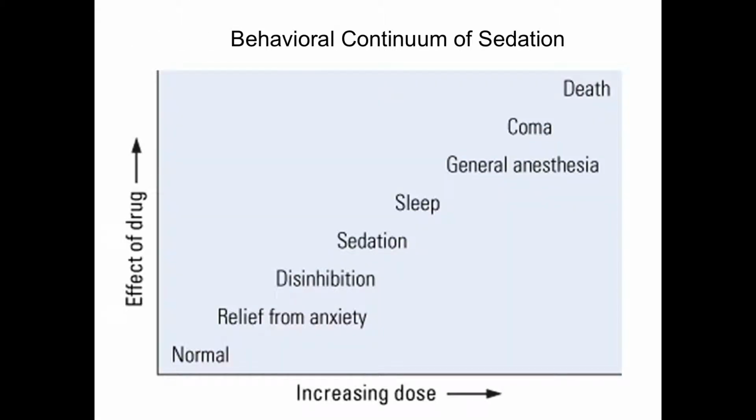Okay, so here you see the behavioral continuum of sedation. Here you can see the increasing dose, and here you can see the effect of the drug. Increasing doses of these sedative, hypnotic, and anti-anxiety drugs will affect your behavior. Low doses will reduce anxiety, medium doses sedate, and larger doses can be used as anesthesia, and if too much is used, it can result in coma or death.